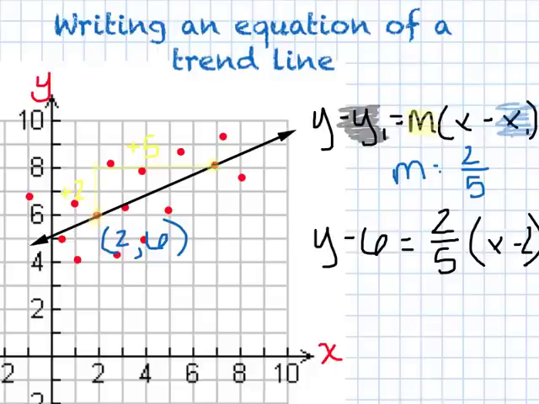Now, if somebody else were to do this, they may have drawn a different line, which means they would have gotten a completely different formula. That's okay. These trend lines, again, are estimates. So your answer and your friend's answer are going to be totally different. It's just an estimation.